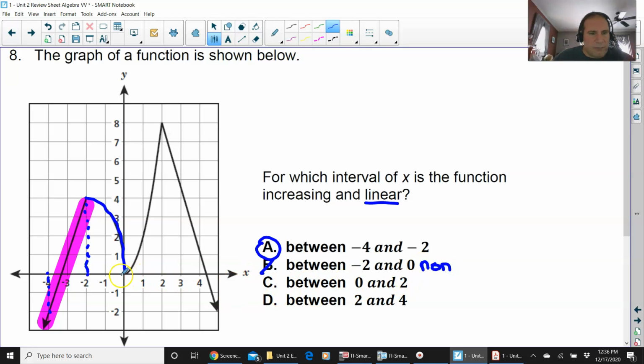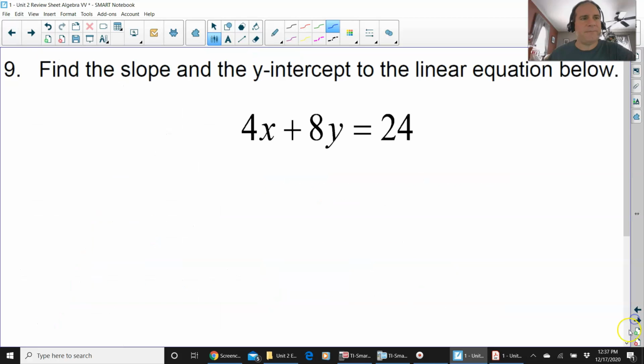0 and 2. This again is non-linear. It's increasing, but it's non-linear. And then 2 and 4. It's going down from left to right, so that's not increasing, it's decreasing. It's linear, but it's decreasing. So it's supposed to be increasing and linear. A is your answer. Number 9, find the slope and the y-intercept of the linear equation below.